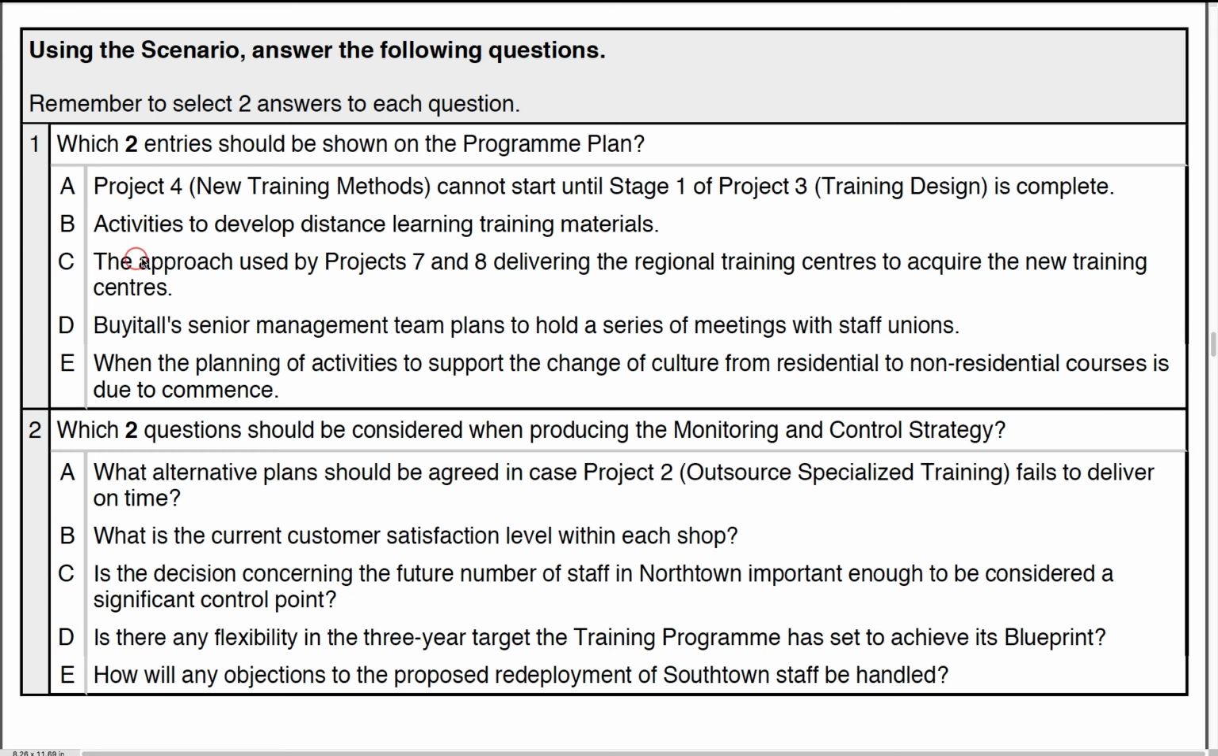C. The approach used by 7 and 8 delivering the regional centres to acquire new training centres. Well, procurement approach, etc., from a point of view of the new training centres, in this case, will be in resource management, because this is about resources. Training centres are new part of the resources, so not to do with the program plan.